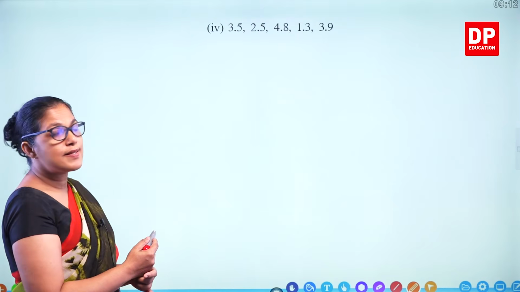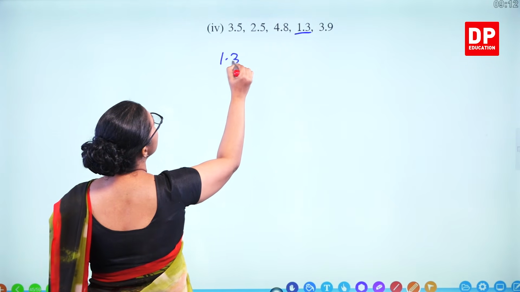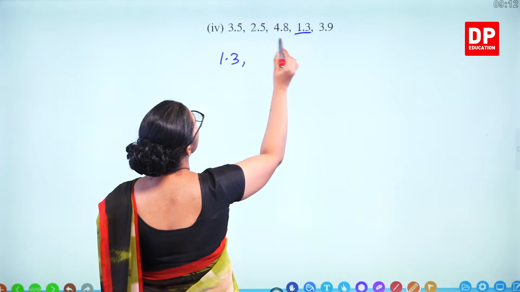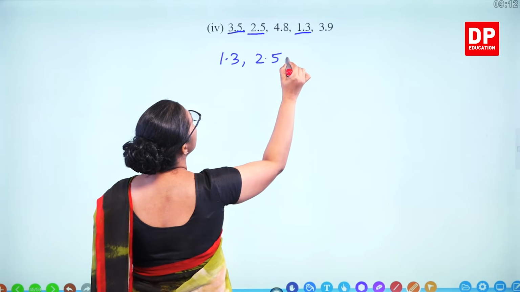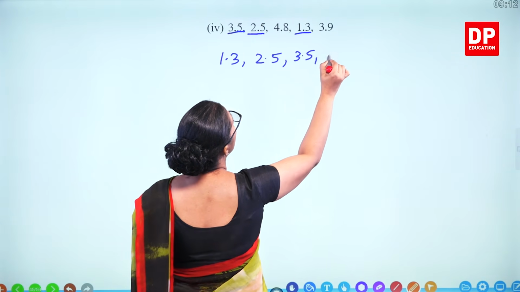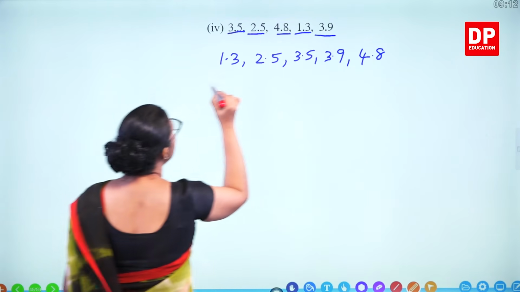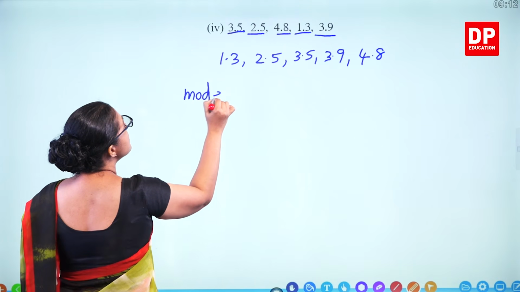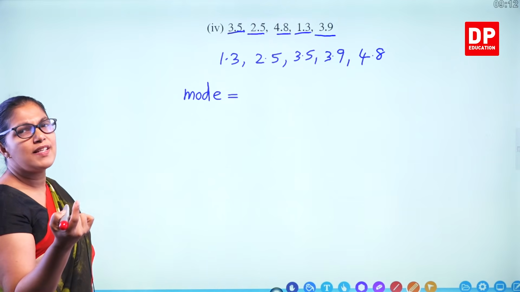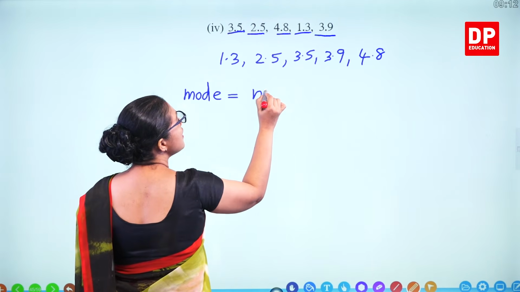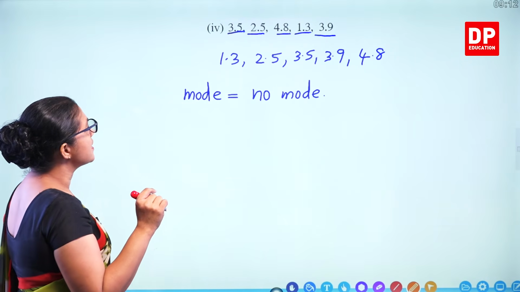Another data set with decimals. Arrange the data set in increasing order. 1.3, 2.5, 3.5, 3.9, 4.8. Here all the numbers are only ones. So we say no mode. We can't find a mode value because all the numbers are only ones.